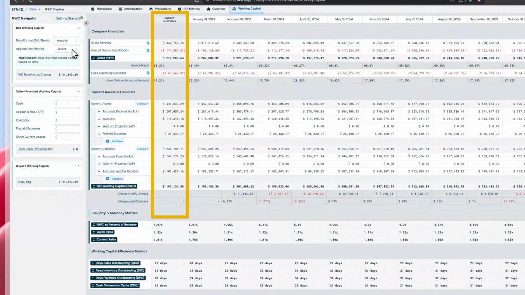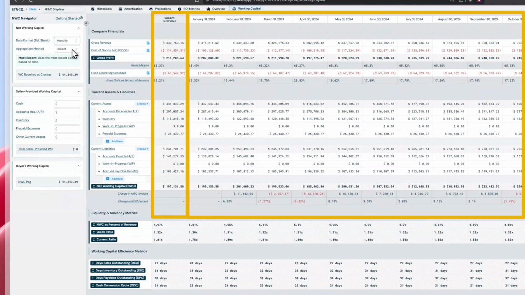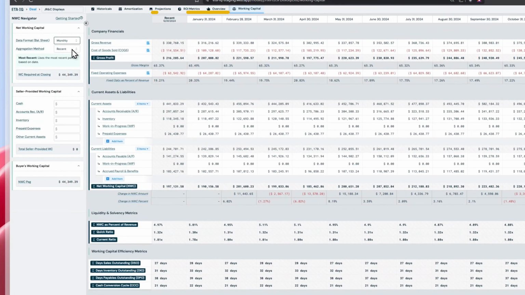The first column, shaded here in gray, shows the outputs. These numbers are automatically calculated based on the periods you enter to the right. You can change the aggregation method to view the average for the full period or trailing 12 months if you've entered more than 12 months of data. You can also get a snapshot of what the numbers look like in the most recent period and what they look like in the period where net working capital is at its highest and its lowest.